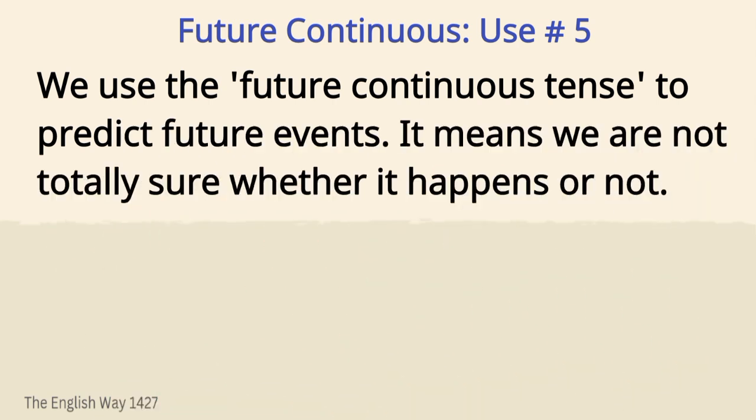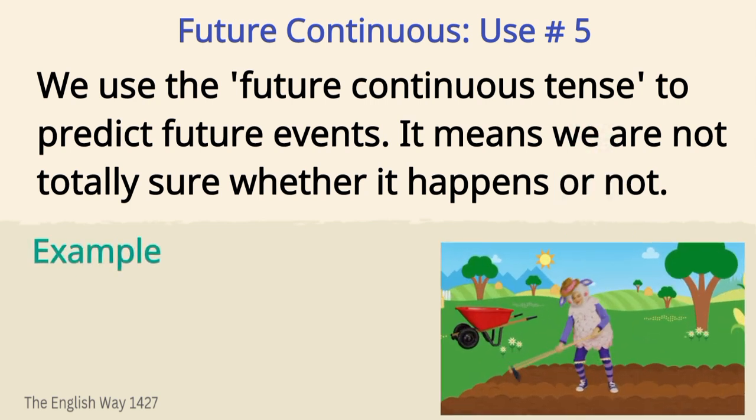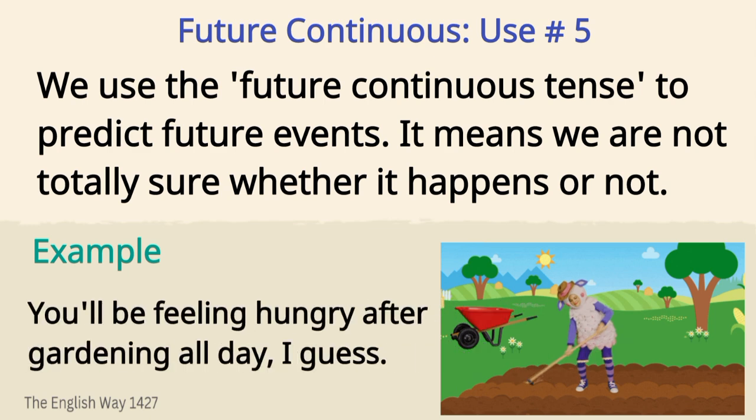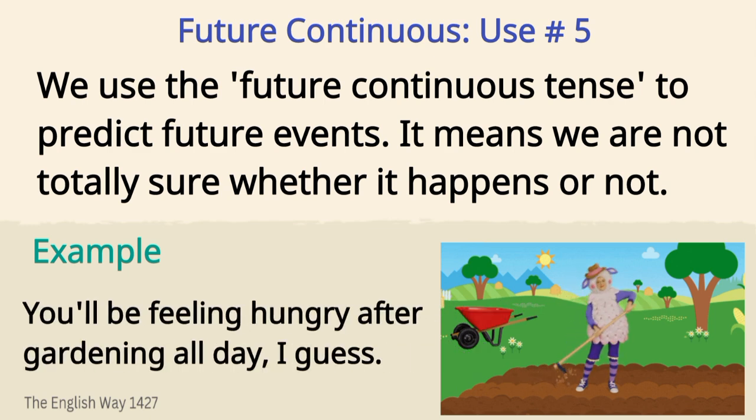Future continuous, use 5. We use the future continuous tense to predict future events. It means we are not totally sure whether it happens or not. Look at the example. You'll be feeling hungry after gardening all day, I guess.